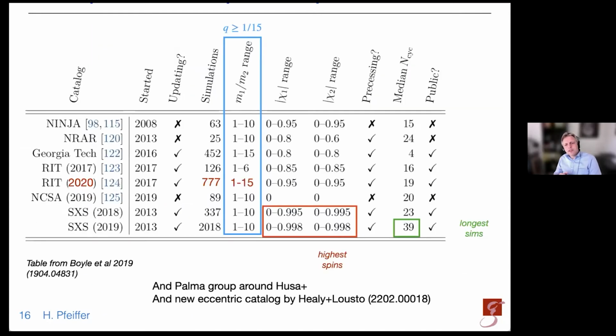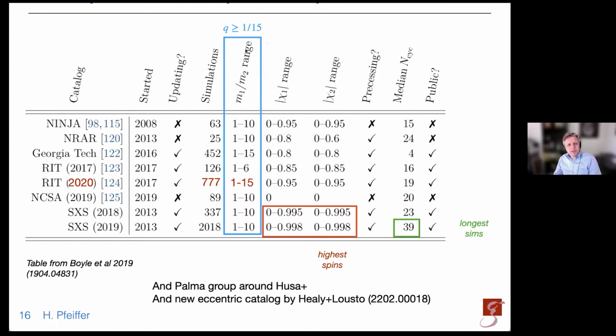Of course, our efforts are not the only ones, and various other groups are also doing various efforts in calculating waveform catalogs. Georgia Tech and RIT are 2 other leading groups doing that, as well as NCSA. So there's a lot of work all over the world in computing binary black hole waveforms and using them for gravitational wave applications. I'm highlighting here a few aspects.